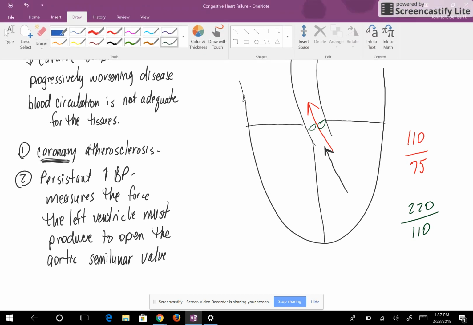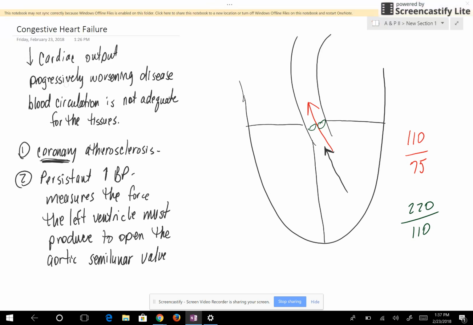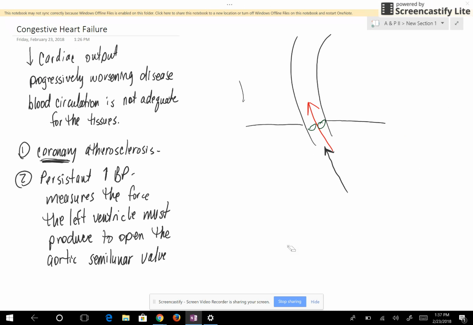Persistent high blood pressure does not allow for the heart to relax and recover and grow stronger. So eventually, the persistent high blood pressure is going to result in a weakened heart.